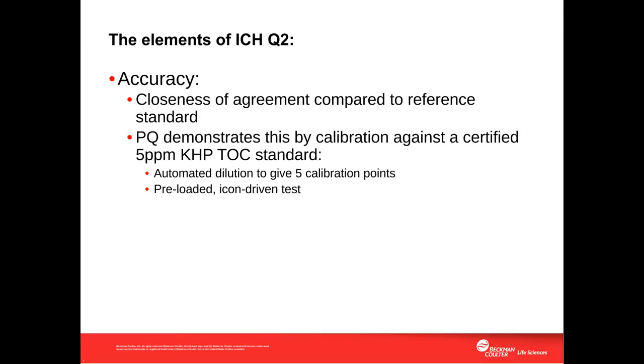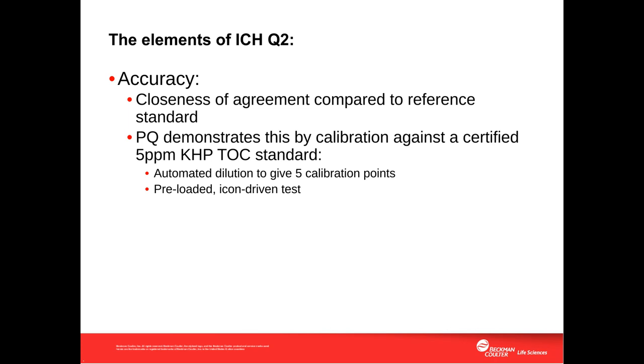So let's take a look at each of these attributes in detail and how the PQ from the QBD 1200 demonstrates compliance. ICH Q2 suggests that an instrument's accuracy can be demonstrated by examining the instrument's response to a certified reference standard, so a certified traceable reference standard. The QBD 1200 PQ uses a certified potassium hydrogen phthalate solution containing 5,000 ppb or 5 ppm of TOC.